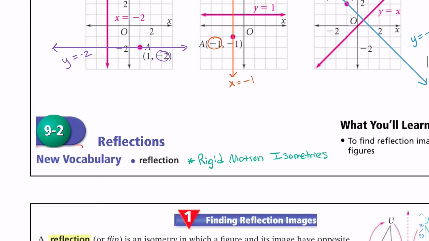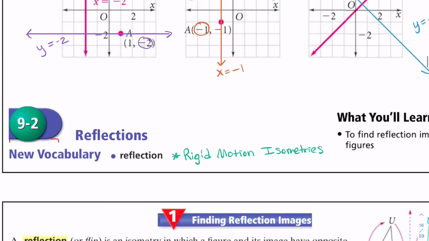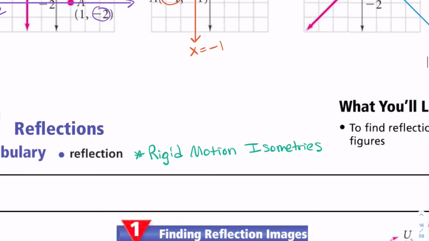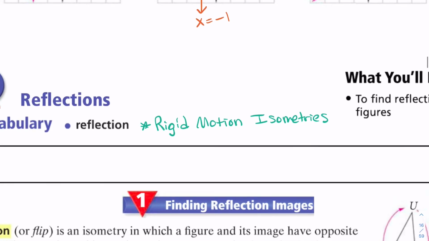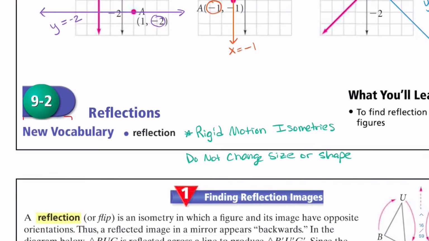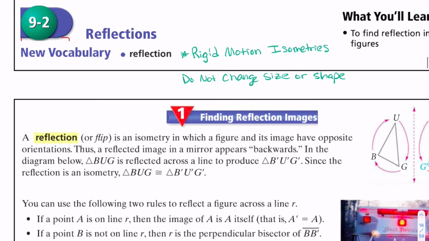And the reason being is because they do not change size or shape. And what shape means is that the angle measures stay the same. Size means that the side lengths stay the same. Okay, so here, a reflection.